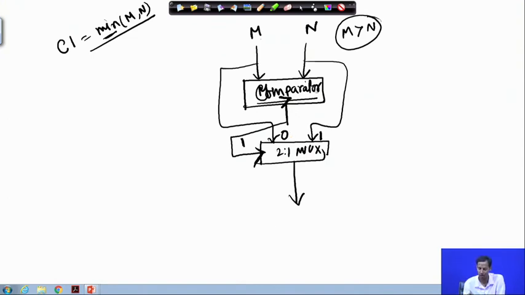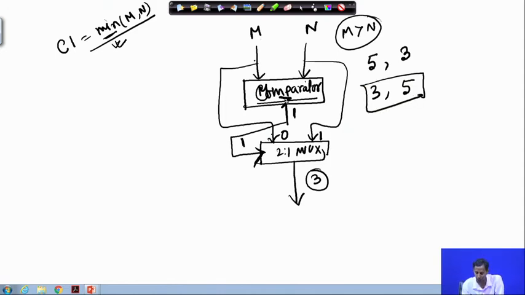Now let us consider this particular circuit. Suppose the m value is 5 and the n value is 3. If 5 and 3 are compared, 5 is obviously greater than 3, so the comparator output will be 1. Here I have 5 and this is 3, so this multiplexer will choose 3. So, I have got the minimum of m and n. Just consider the reverse case. Suppose this is 3, this is 5.